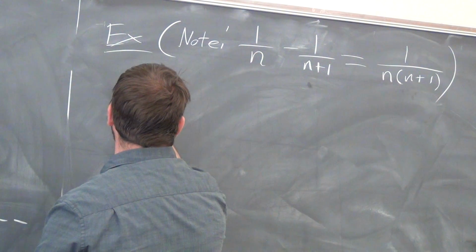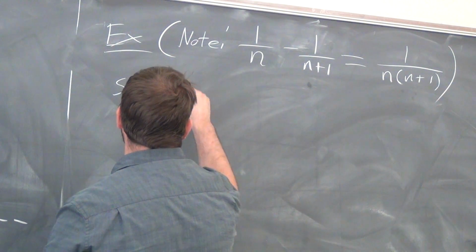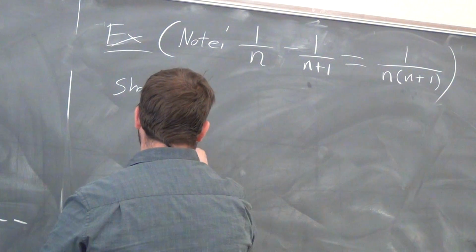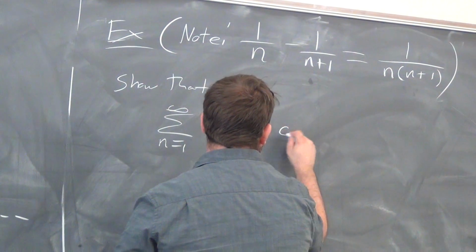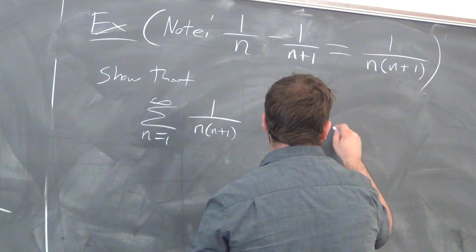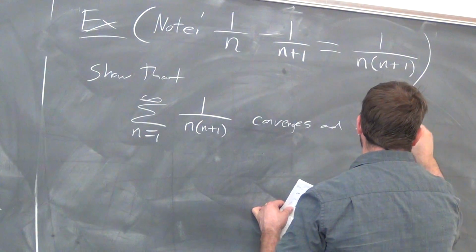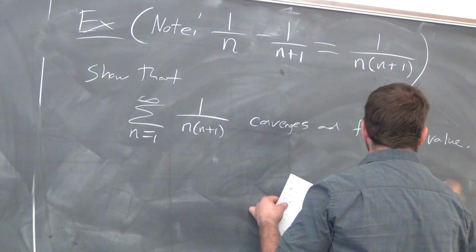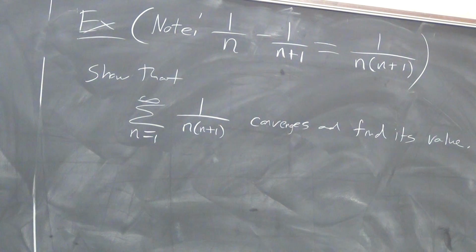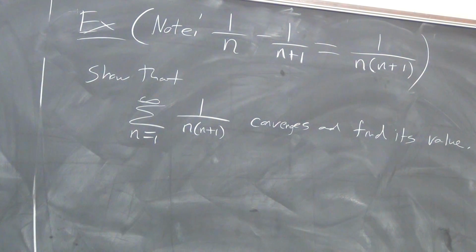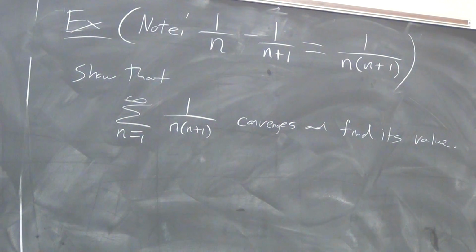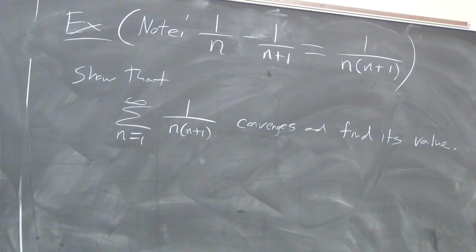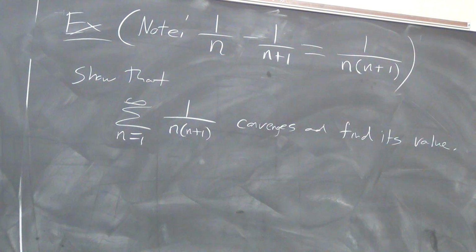Okay. So show that the sum from n equals 1 to infinity of 1 over n times n plus 1 converges, and find its value. So this is a type of series that we call a telescoping series, and you'll see why we call it that in a second. So let's just go off to the side. So we're going to do this.